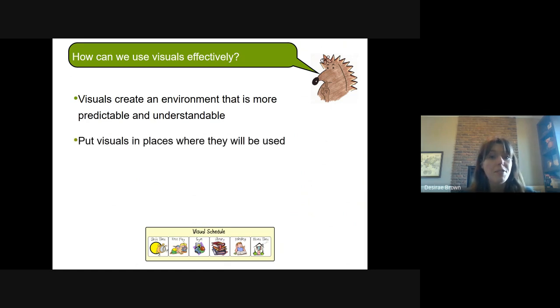It's helpful to have visuals in the places where they'll be used. So like I said, that picture of the car, not super helpful in a room, but on a road where that's actually applicable, that would be more helpful. So having visuals where they're needed.